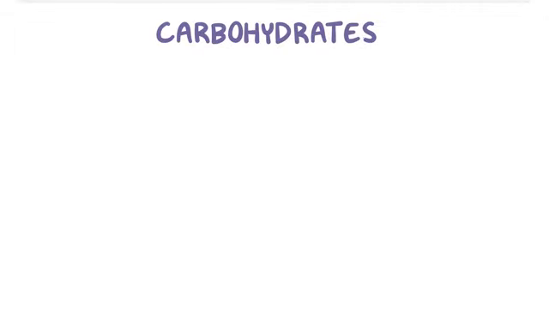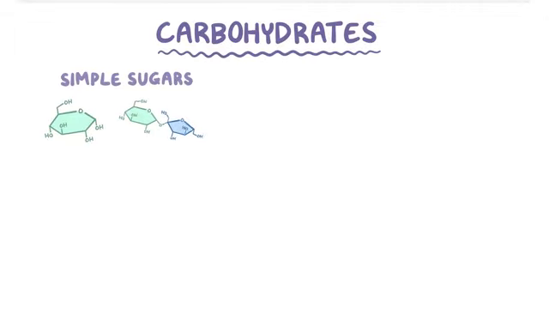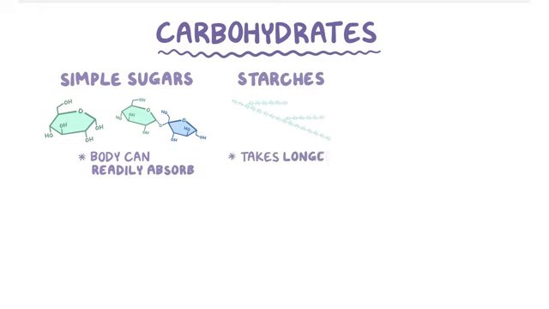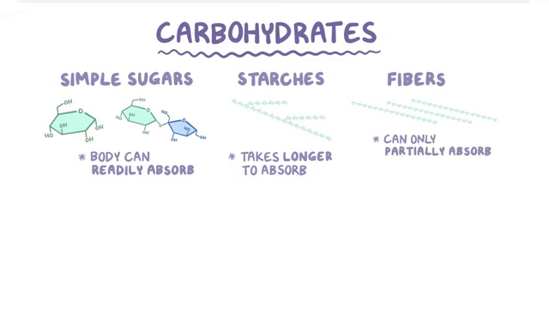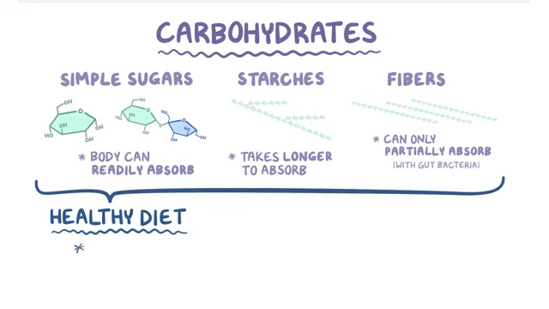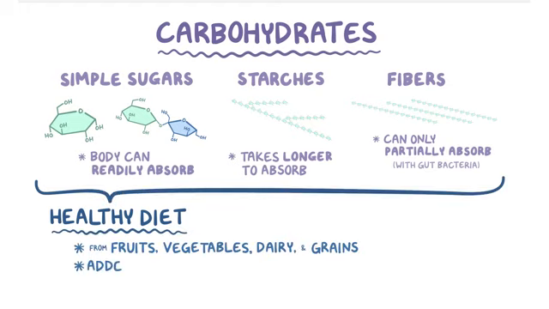Alright, as a quick recap, there are various types of carbohydrates. Simple sugars are monosaccharides and disaccharides that the body can readily absorb. Starches are polysaccharides that take longer to absorb. And fibers are polysaccharides that the body can only partially absorb with the help of gut bacteria. Ultimately, a healthy diet includes all types of carbohydrates, coming from a variety of sources like fruits, vegetables, dairy, and grains. It can include added sugars too, with the World Health Organization and the US Dietary Guidelines recommending that added sugars make up less than 10% of your overall calories.